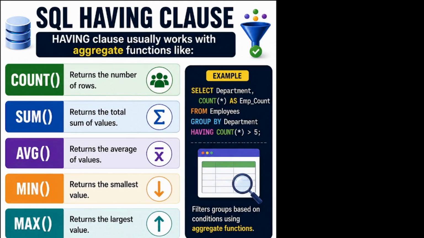There are many aggregate functions that we can use with the having clause. For example, count, which will return the number of rows; sum, which will return the total sum of values; average, which will return the average of values; and minimum and max, which will return the smallest and the largest of the records in the table.